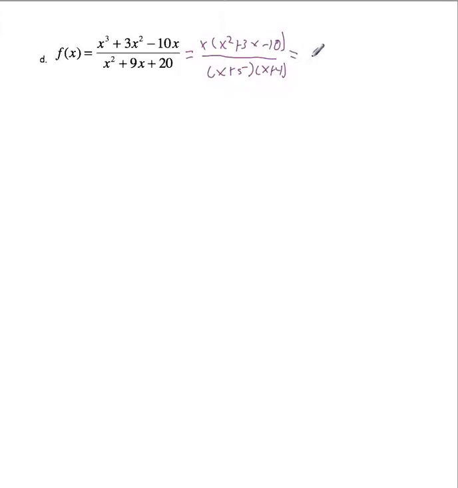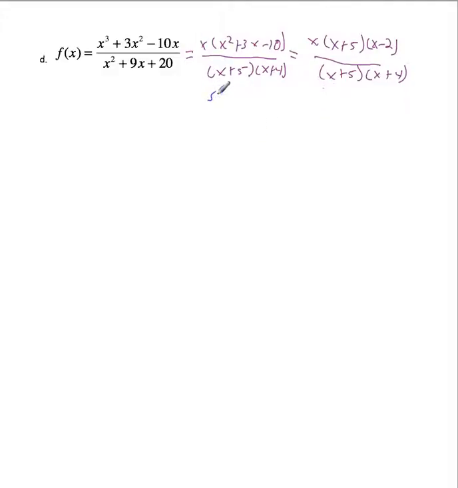And then we're going to go ahead and factor completely. So we can factor the trinomial in the numerator as x plus 5 times x minus 2. And the denominator will stay as x plus 5 times x plus 4. And I'm going to write down the simplified expression.